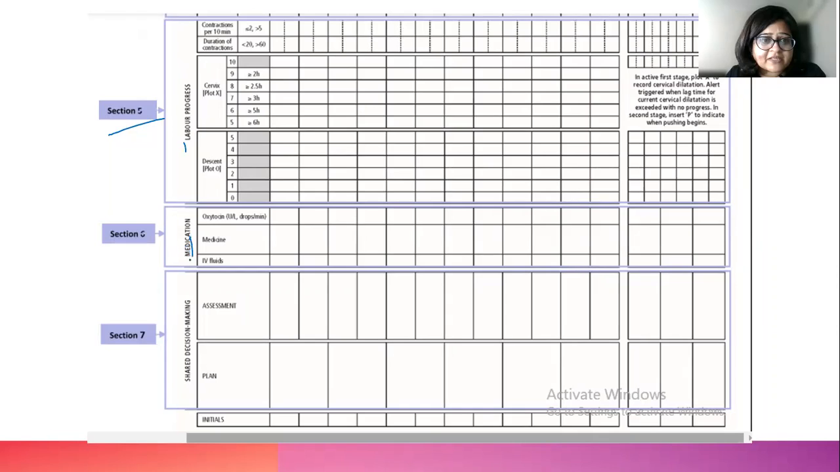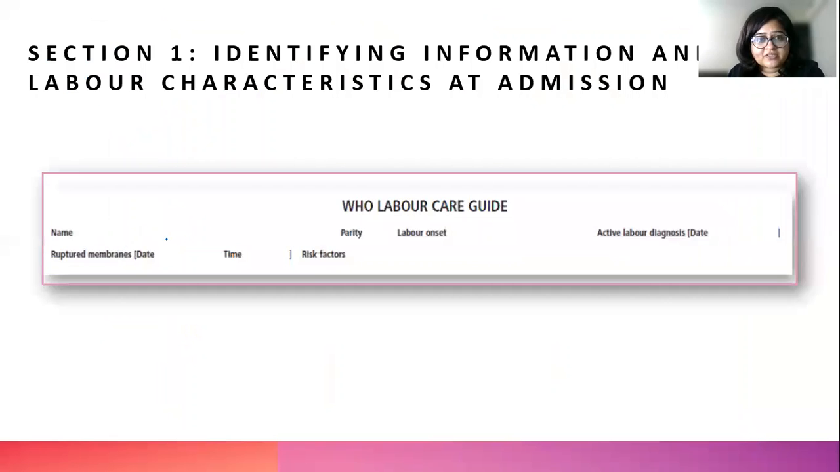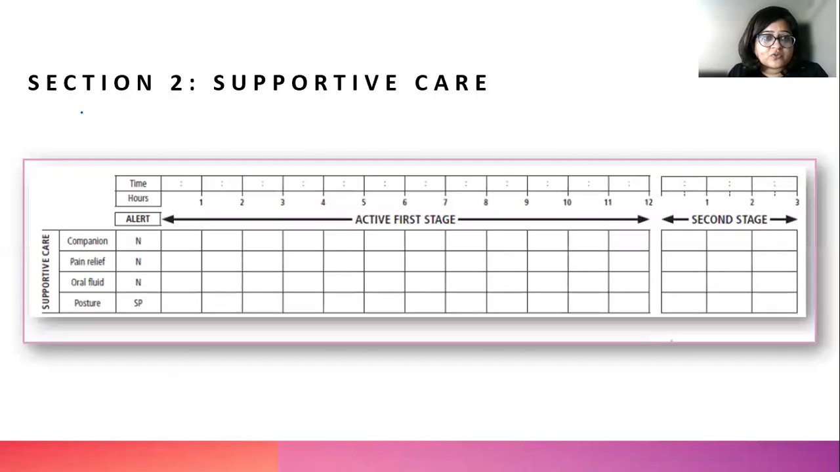Section 6 is medication. And section 7 is your shared decision making, where you will write what you plan to do now. So let's just quickly go. Identification is very simple. Nothing much has changed here. So this is section 1, where you identify the patient details. This is section 2.